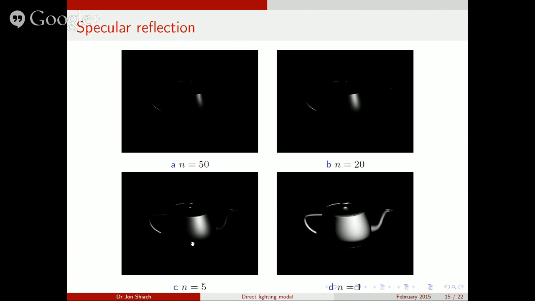So that's your specular reflection. Notice you're not seeing the color of the teapot, you're seeing the color of the light hitting the teapot. And that probably didn't appear very well in the printed notes, but that's what it should have looked like there.